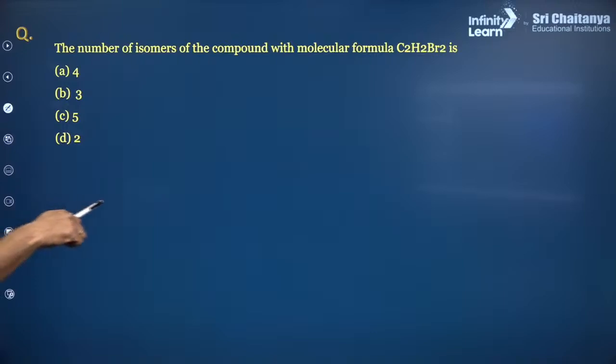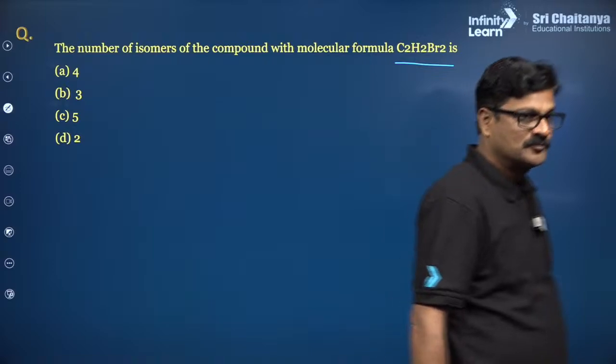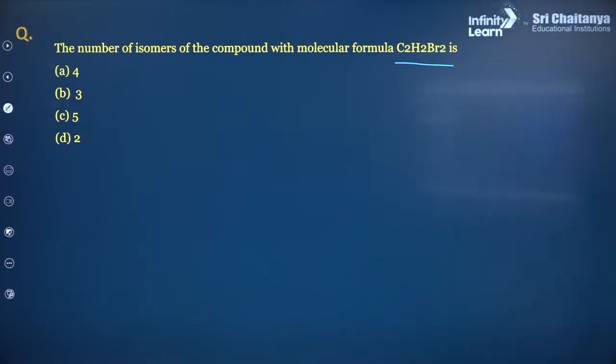The number of isomers of the compound with a molecular formula C2H2Br2. You tell me how many you can write?